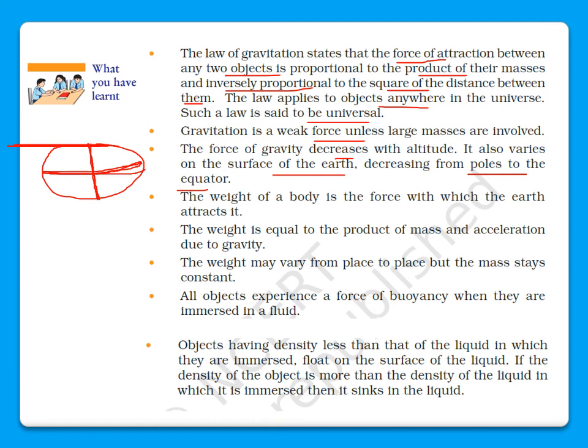The weight of a body is the force with which the earth attracts it. The weight is equal to the product of mass and acceleration due to gravity. It means W is equal to mg. The weight may vary from place to place, but mass stays constant. No matter where in the universe you measure it, it is going to remain the same.